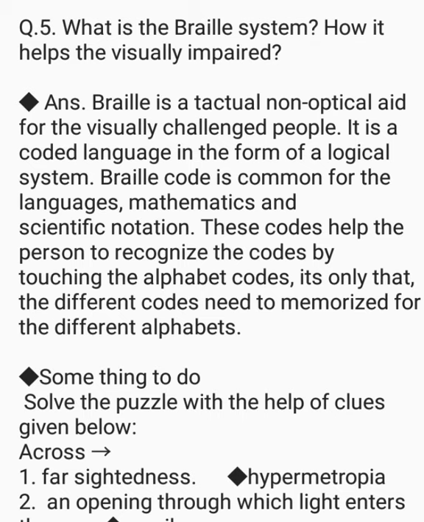Next question, what is Braille system? How does it help the visually impaired? Braille system is a textual non-optical aid for the visually challenged people. It is a coded language in the form of a logical system. Braille code is common for the languages, mathematics, and scientific notation. These codes help the person to recognize the alphabet by touching the codes. It's only that the different codes need to be memorized for the different alphabets.